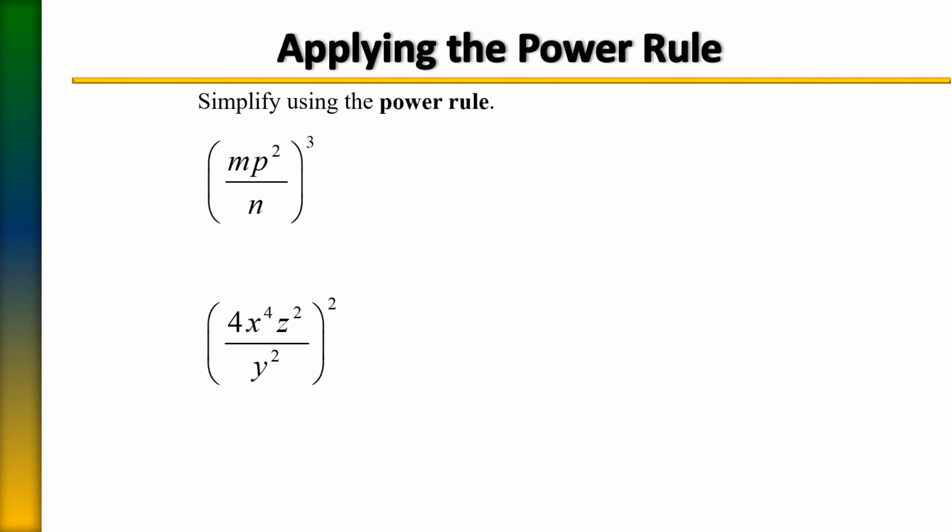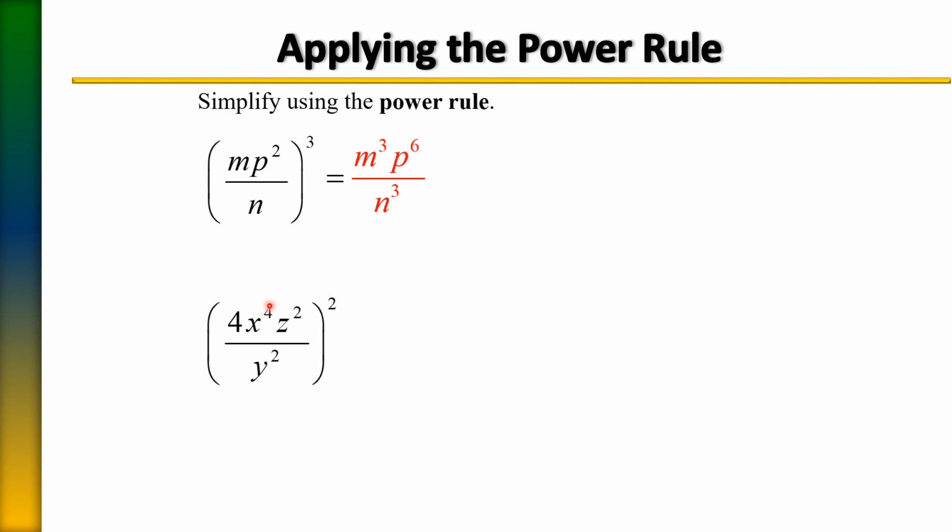Let's go to the bottom. That's going to be N raised to the 3rd power. And there you have it. M to the 3rd power, P to the 6th power over N cubed. Let's go to the next example. On top, let's start with the top first. 4 raised to the 2nd power.